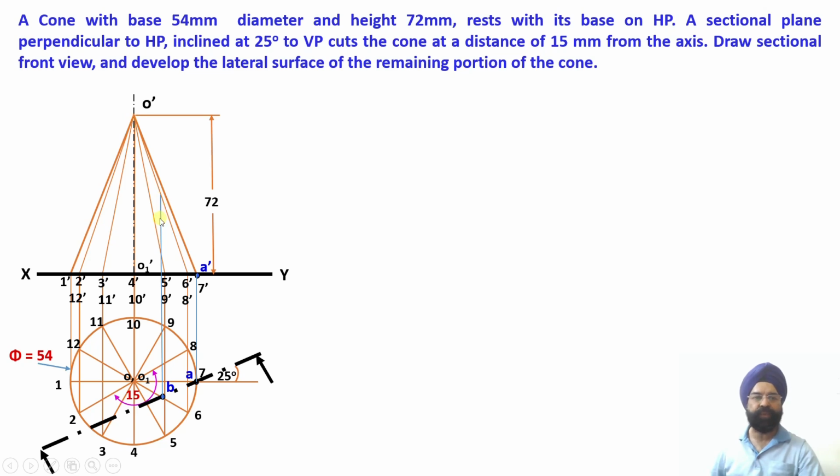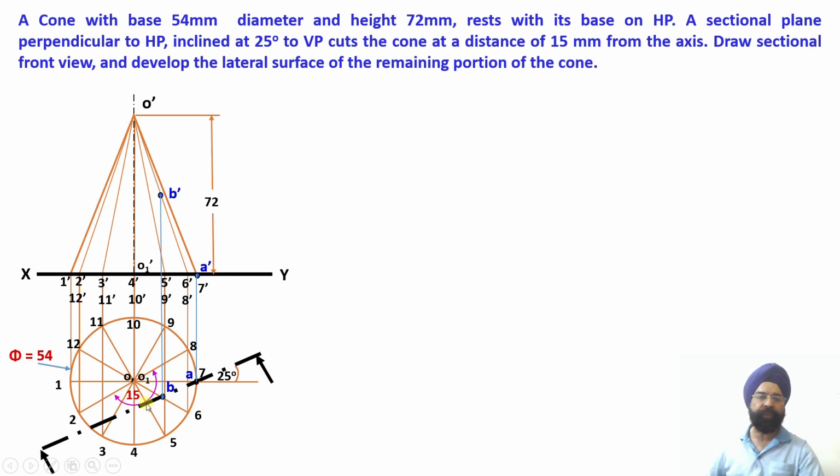Wherever this vertical projector intersects with this slant generator, I obtain the second point of intersection in the front view. The name of this point in the top view was B, so the name of this point in the front view will be B dash. Again, point B lies on O6, and B dash also lies on O-6 dash. And B dash and B lie in one vertical line.